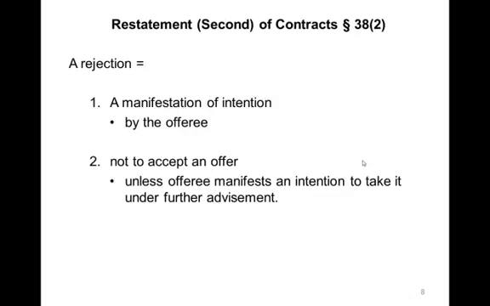So what's a rejection? It's the beginning of contracts law. You may not have all these terms in your head. A rejection is a manifestation of intention by the offeree not to accept an offer unless the offeree manifests an intention to take it under further advisement. So you can reject by saying no. But if you said, well, let me think about it, that's not a rejection.